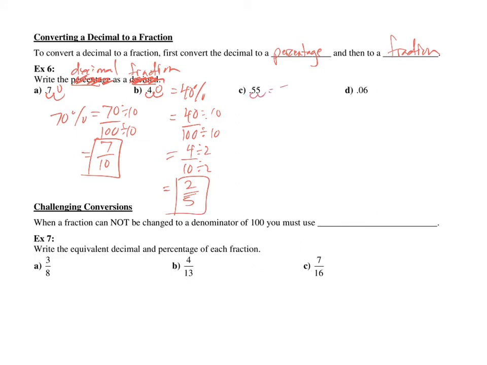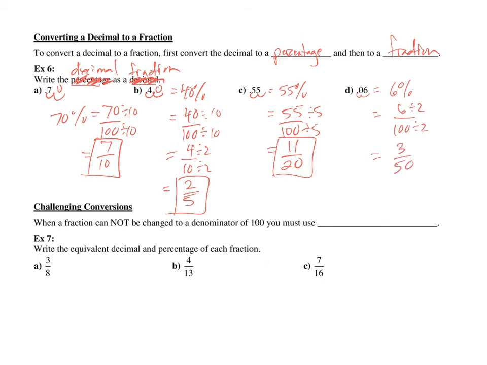All right, next one, move over twice. I get 55%. I get 55 over 100. Divide both by 5. And I get 11 over 20. Last one, I have 6%. So I have 6 over 100. And I'll divide both by 2. So I get 3 over 50. All right, done with that one.